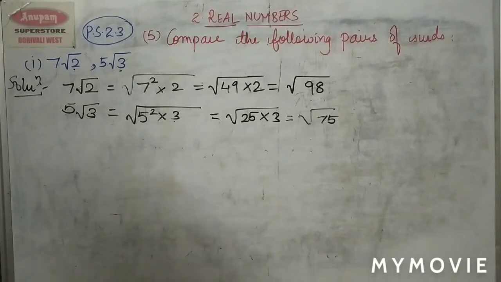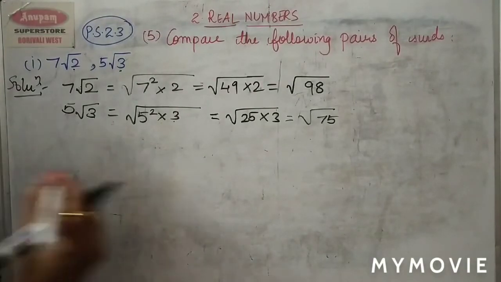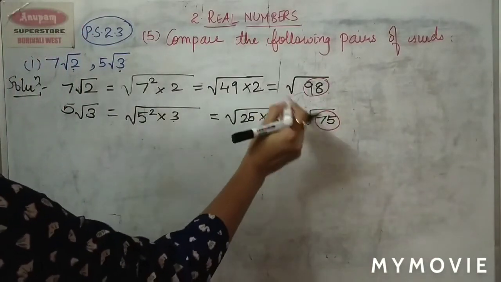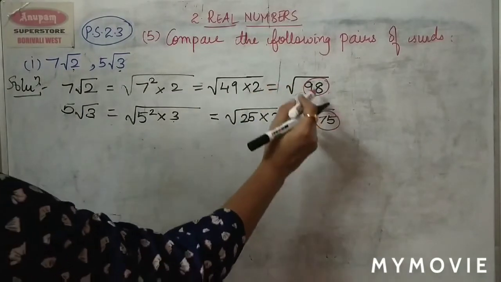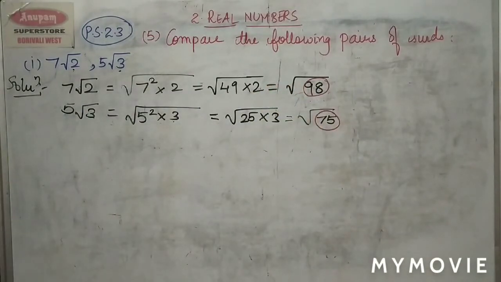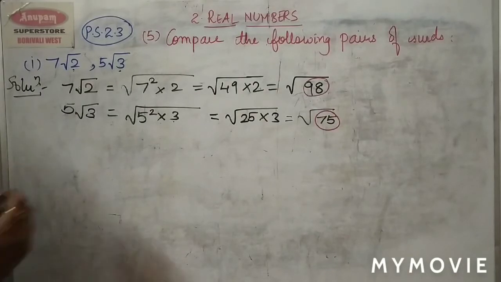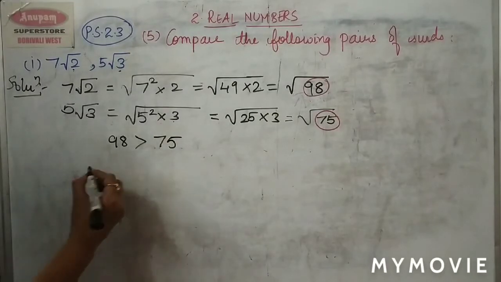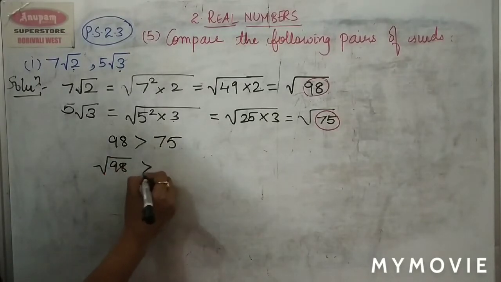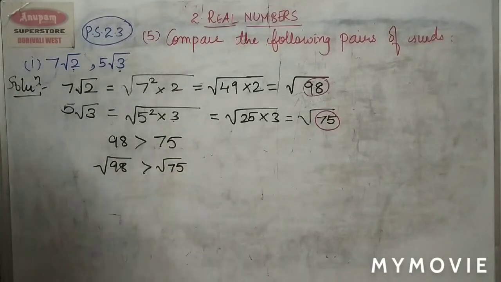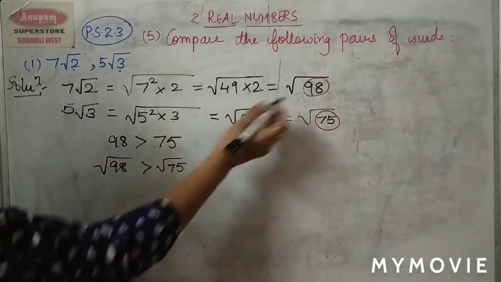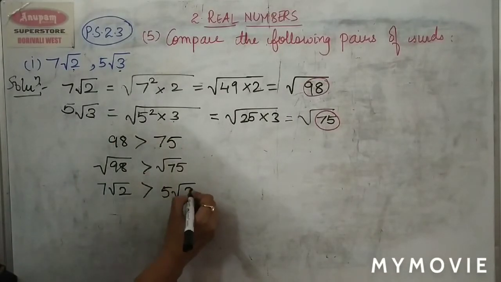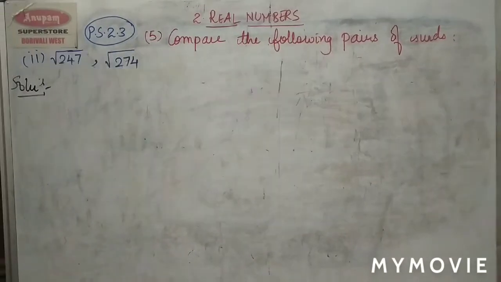Now you are going to compare these two numbers, children. These two numbers, 98 and 75. There is no number outside now. So you just have to compare the number inside. Whichever is the greater number, that surd is the greater surd. Like for example, here 98 is greater than 75. Therefore, square root of 98 will be greater than square root of 75. You can write it like this. And therefore, square root of 98, which is 7 root 2, is greater than 5 root 3. This is how you find out your answer.